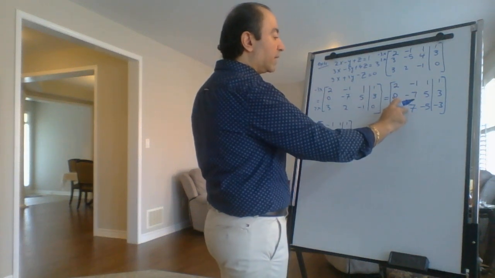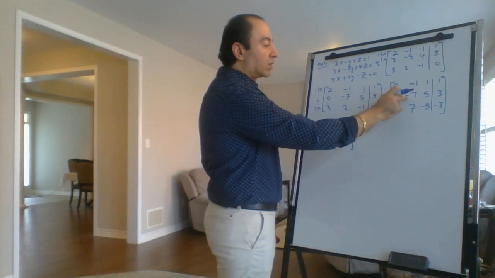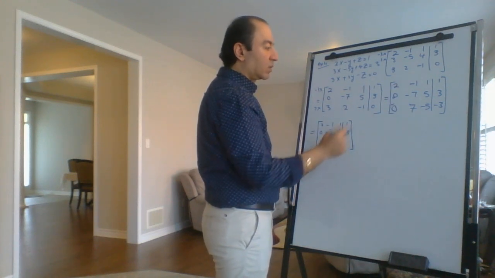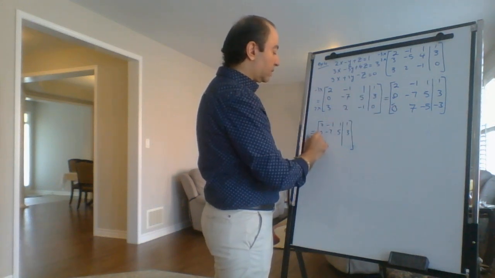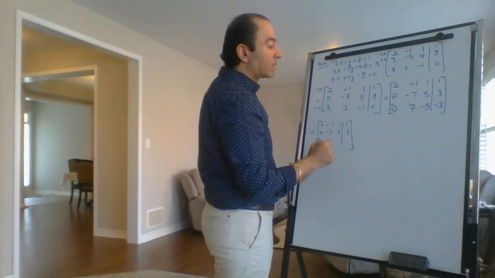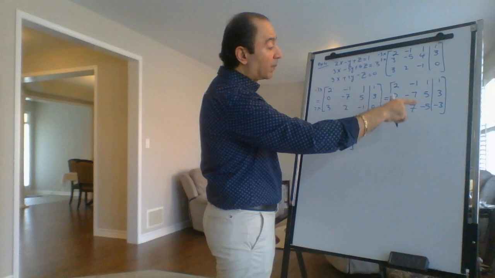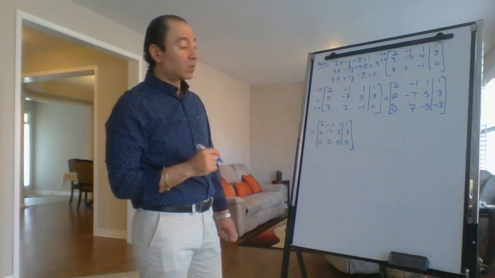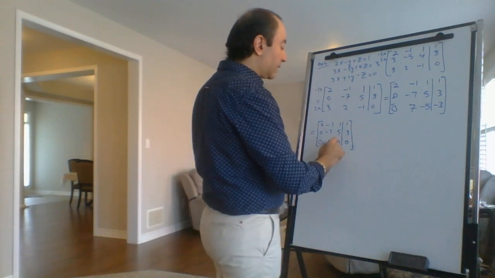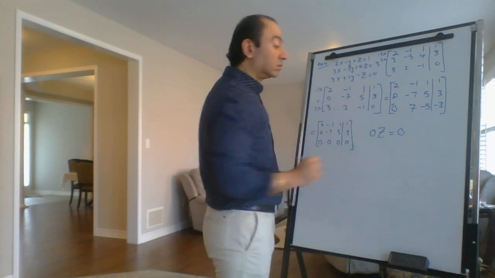What would I do to make this 0 using the second row? If I just add, I will have a 0 because negative 7 plus 7 is 0, so I don't need to multiply by anything. So 0 plus 0 is 0, negative 7 plus 7 is 0, 5 plus negative 5 is 0, 3 plus negative 3 is 0. So the last row was all zeros. What that tells me, from here I can tell that 0z equals 0.